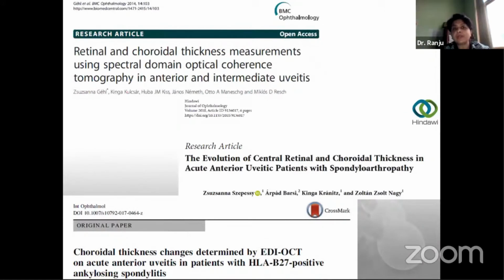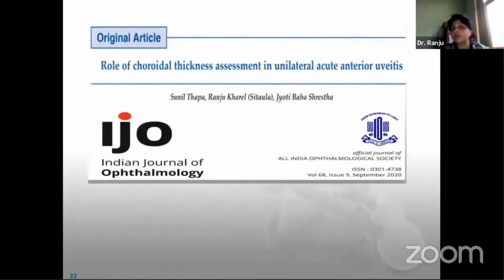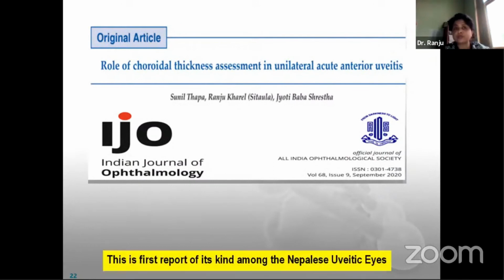Yes, there have been many papers across the world which have demonstrated that the choroidal thickness is related to anterior uveitis. They have also demonstrated the relation of the choroidal thickness with specific groups of anterior uveitis like HLA-B27, but ours was the first of its kind in the Nepalese population, and we could publish this paper in the Indian Journal of Ophthalmology, in the uveitis issue too.